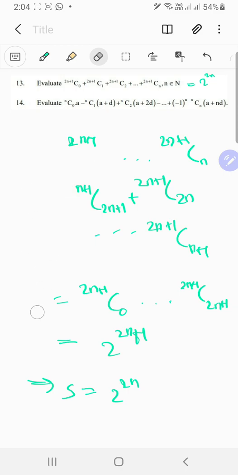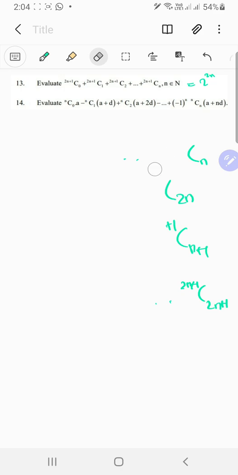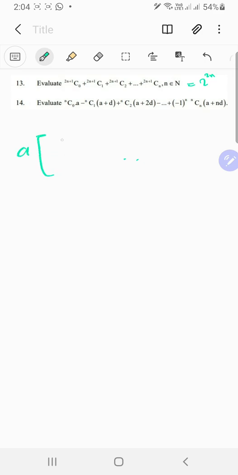So we have to evaluate this thing. It's actually really weird. It's an AP multiplied by this binomial coefficient stuff, and that too it's alternate, so it's alternate positive negative. So first of all, I'll just take that a common, right? That's going to be nc0 minus nc1 and so on.